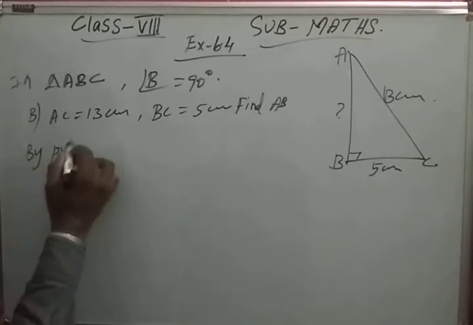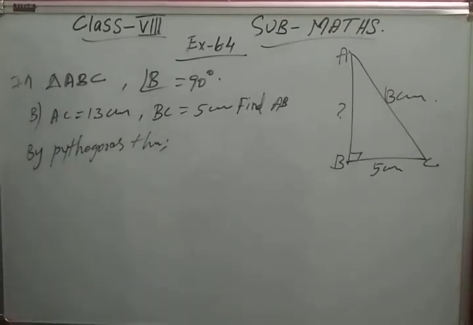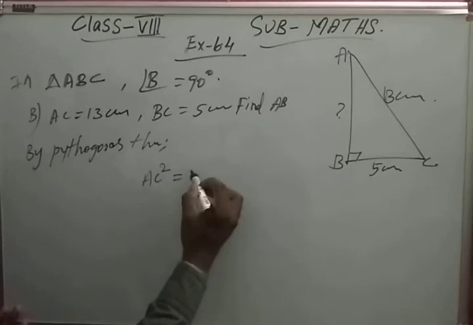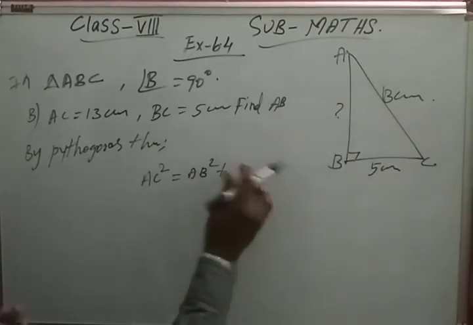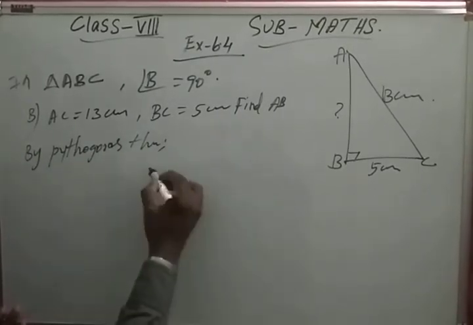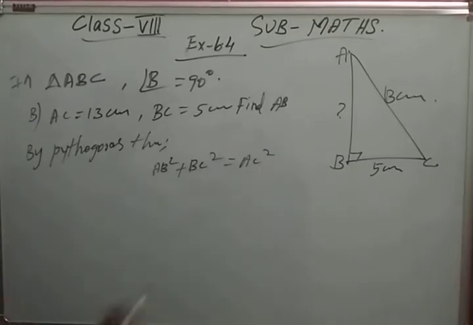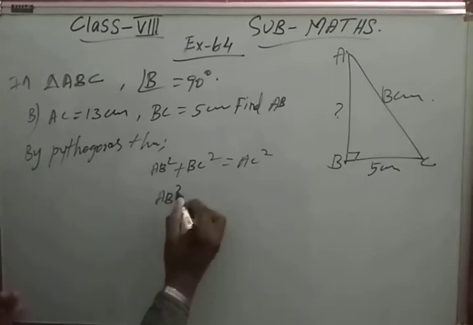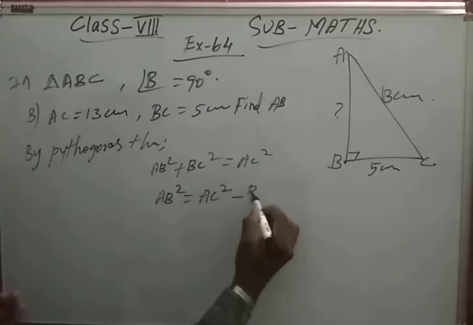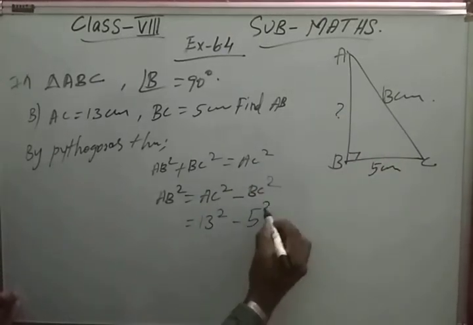Use the Pythagoras theorem. By Pythagoras theorem, what we can do? AB square plus BC square is equal to AC square. Then we have to find out the AB value only, so you keep AB square on the left hand side. Then AC square minus BC square. That is AC square value is 13 square minus BC square value is 5 square.